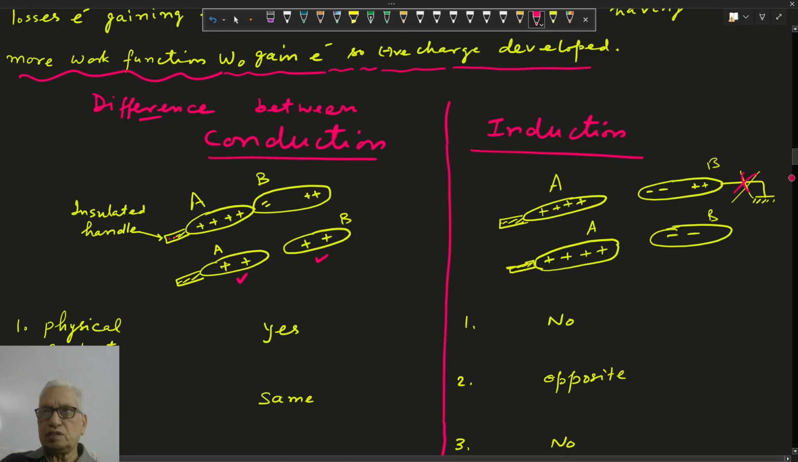यहाँ पे बी बॉडी पे कौन सा नेचर का चार्ज आएगा? जस्ट अपोजिट ऑफ ए. और पॉजिटिव ए है, नेगेटिव हो गया. अगर ए नेगेटिव होगा तो बी पर पॉजिटिव चार्ज आएगा.